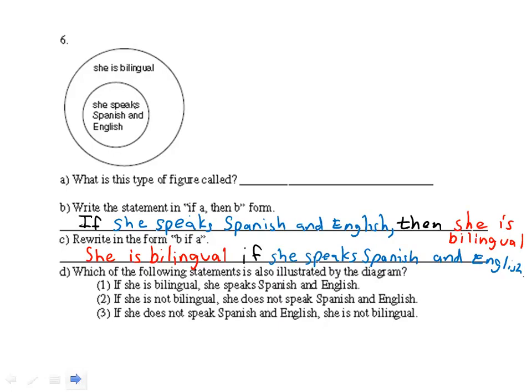Alright, what is this type of figure called? I think all of you know. It is called an Euler diagram. And the standard way to read these is as a conditional statement from the inside out. So write this statement in if A then B form. If she speaks Spanish and English, then she is bilingual. You can see that we've got that here. Everyone should know how to do that by now.